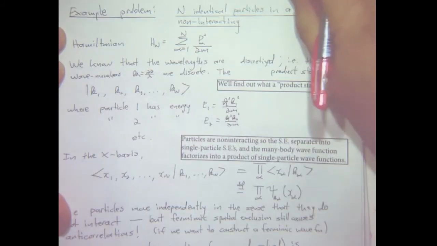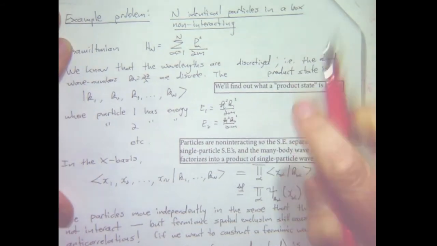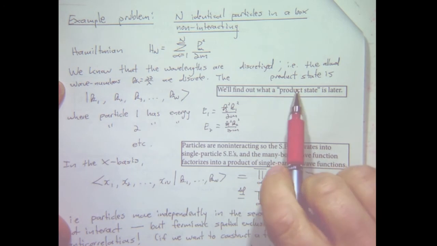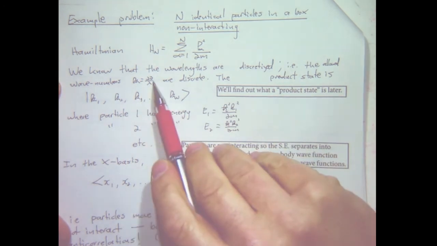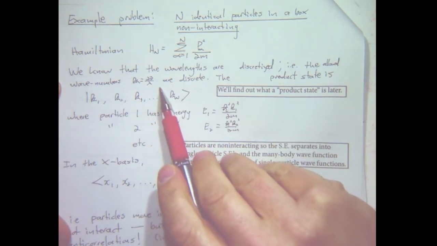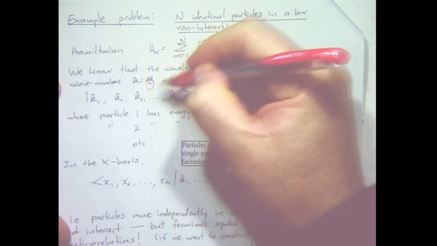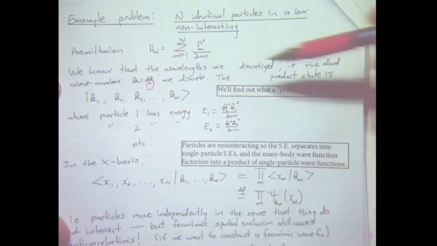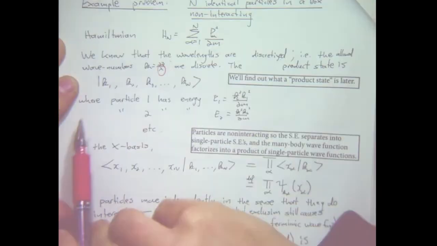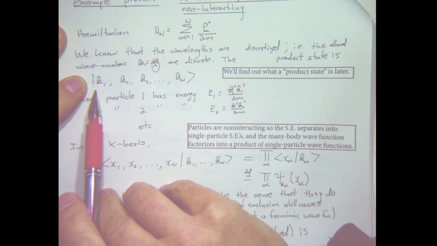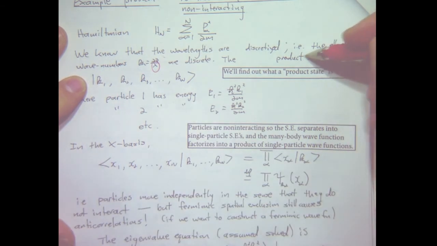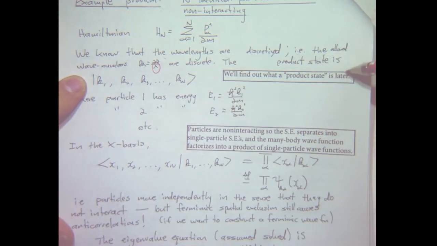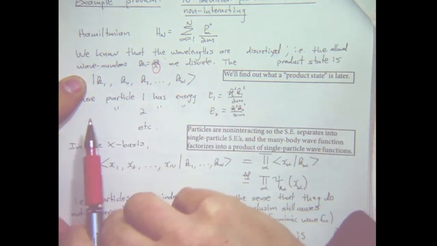So we know that the wavelengths are discretized, and the wave numbers are k equals 2 pi over lambda, and the lambdas are discrete. The product state is just choosing. You don't know what a product state is yet, but we'll find that out in a few minutes.